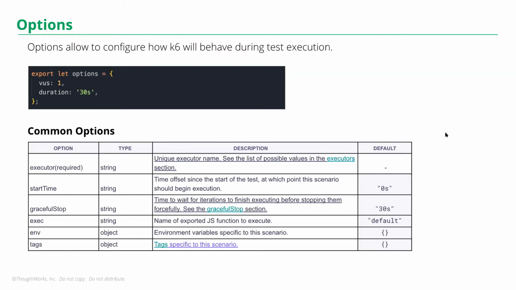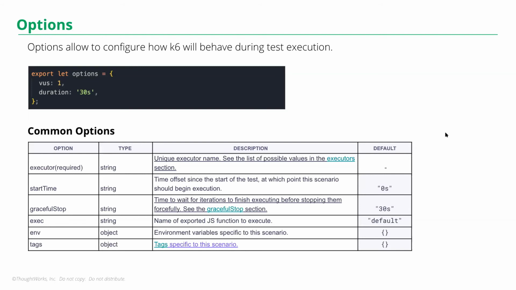In the below snippet, we can see that options has VUs, which is virtual users, and specifies the number of virtual users to run concurrently, used with duration. In the duration, we just have to mention the number of seconds. And then there are other common options available as mentioned below. First we have executor, which we are going to cover in the next slide. Next we have start time. It's the time offset after which the execution will begin.